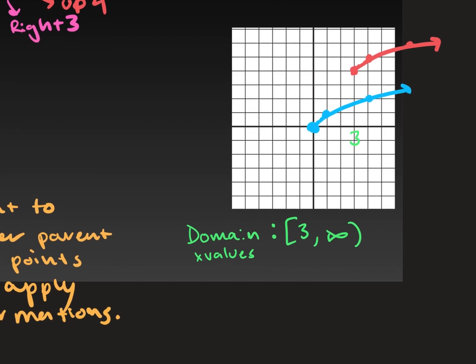And let's look at our range. So range is the y values. We go from the bottom to the top. So where does our graph start? At what y value? 4. So our range goes from 4, and then we keep going up. Where does our graph end? Infinity.